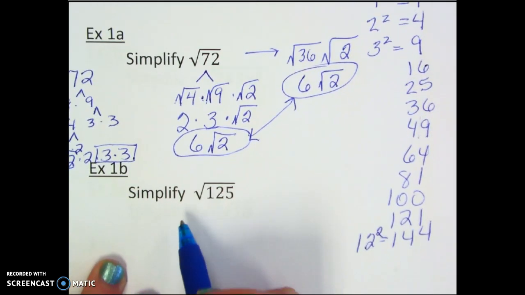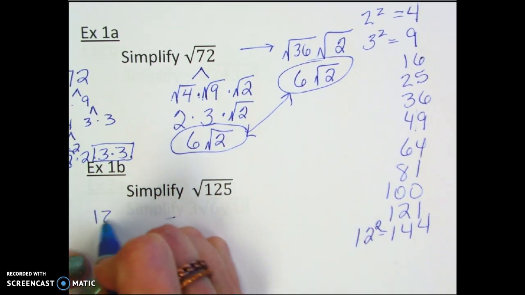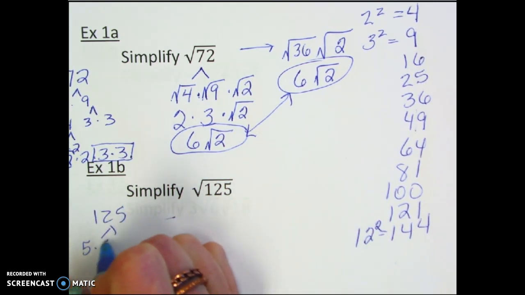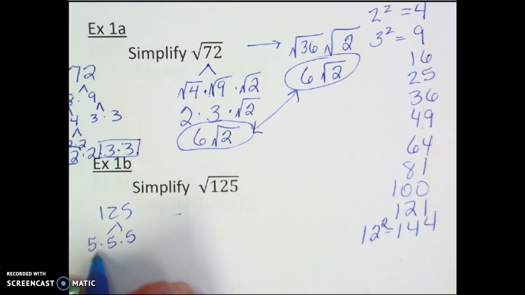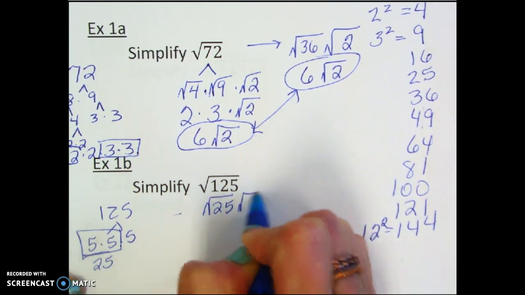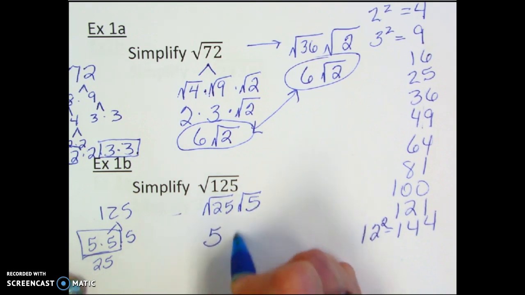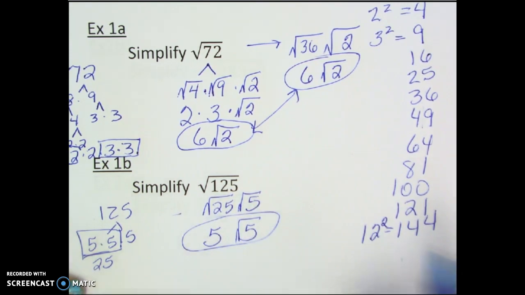Square root of 125 is another one we can look at here. We could break it down. 125 is 5 times 5 times 5. These two 5s, if you put them together, make 25, which is a perfect square. Square root of 25 is 5. Square root of 5 does not simplify. So that would be your answer.